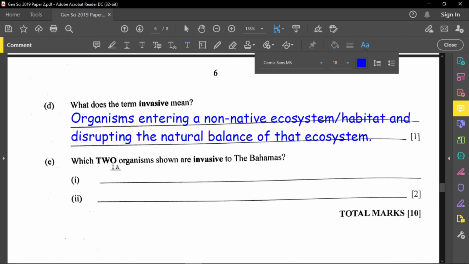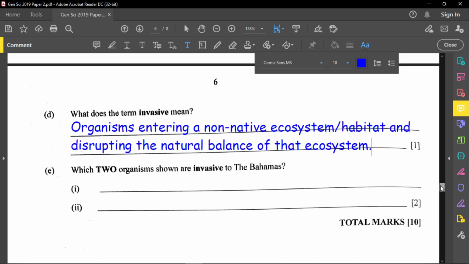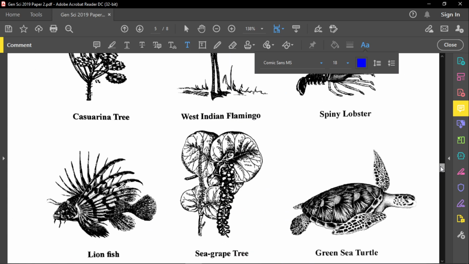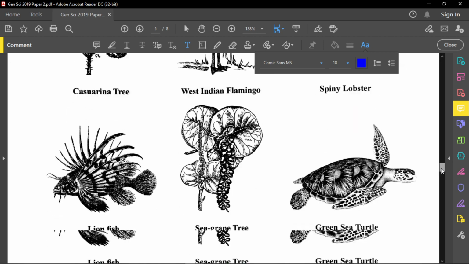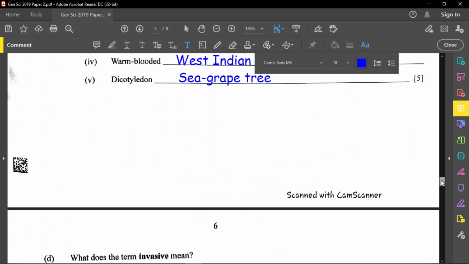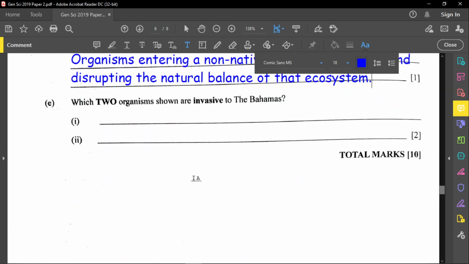So right here it said name which 2 organisms shown are invasive to the Bahamas. And so the invasive species will be the lionfish and the casuarina. Okay, so those 2, they are invasive to the Bahamas. They weren't here originally. So this is not their normal or natural environment.